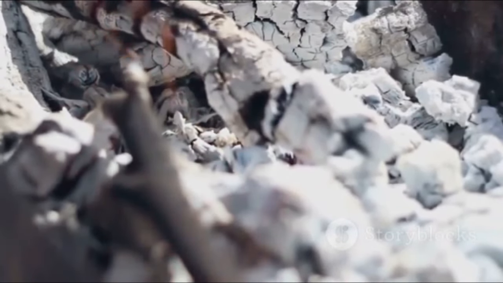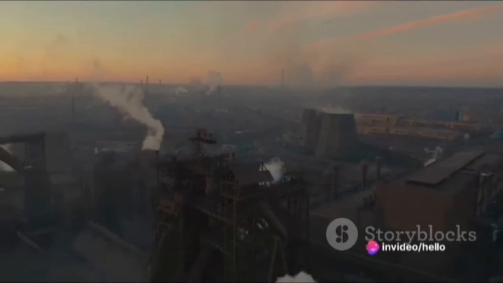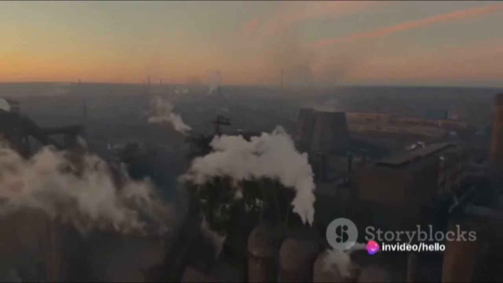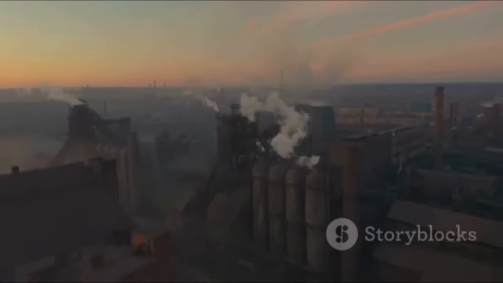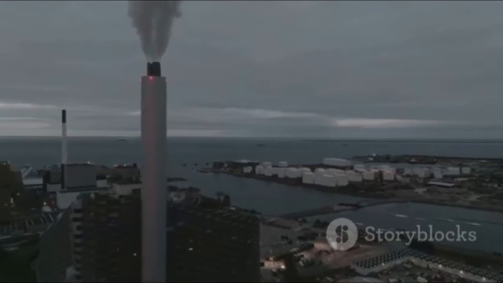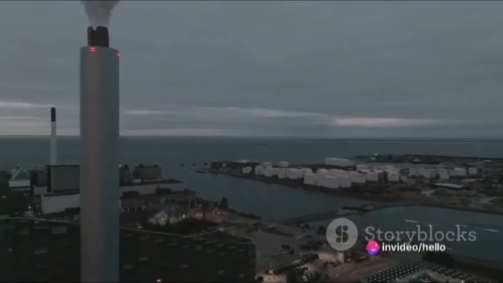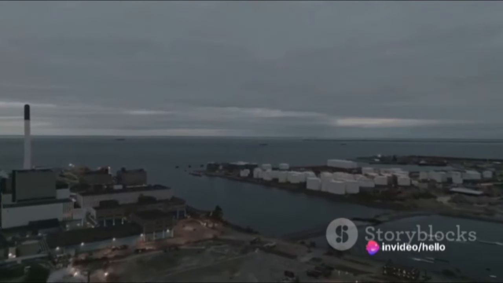Imagine a world without electricity. It's difficult, isn't it? Electricity powers our homes, our industries, our hospitals, and schools. It lights up our cities and drives our economies. Coal plays a crucial role in this scenario as one of the most abundant and affordable sources of electricity across the globe. When burnt, coal releases energy in the form of heat.